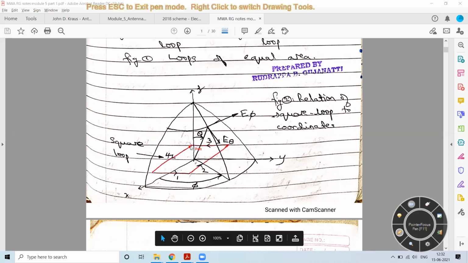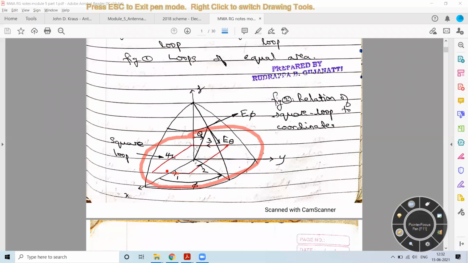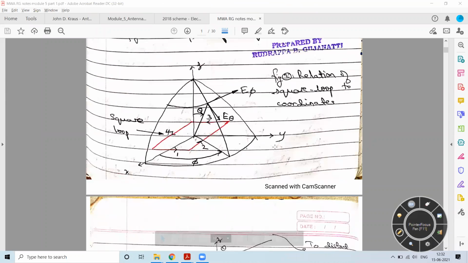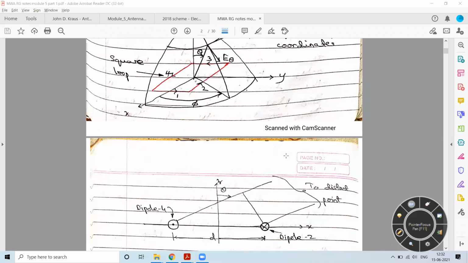So with this orientation, that is the square loop placed in the XY plane such that the Z axis is perpendicular to this XY plane, that is to this loop, and at an angle of theta and at an angle of phi, which gives me the point P, we try to see what the field parameters are. Again, we can go for either near field parameters or far field parameters. Generally, we prefer far field parameters for radiation.